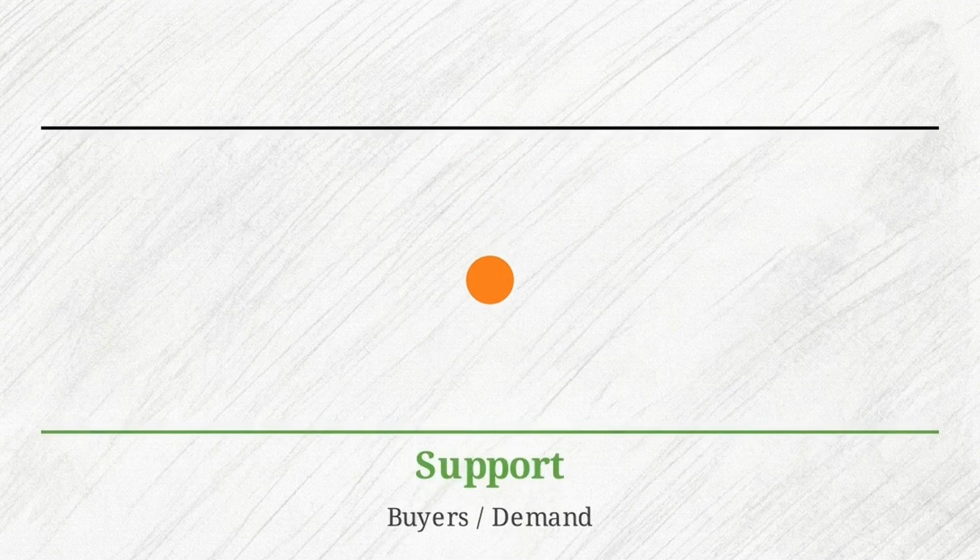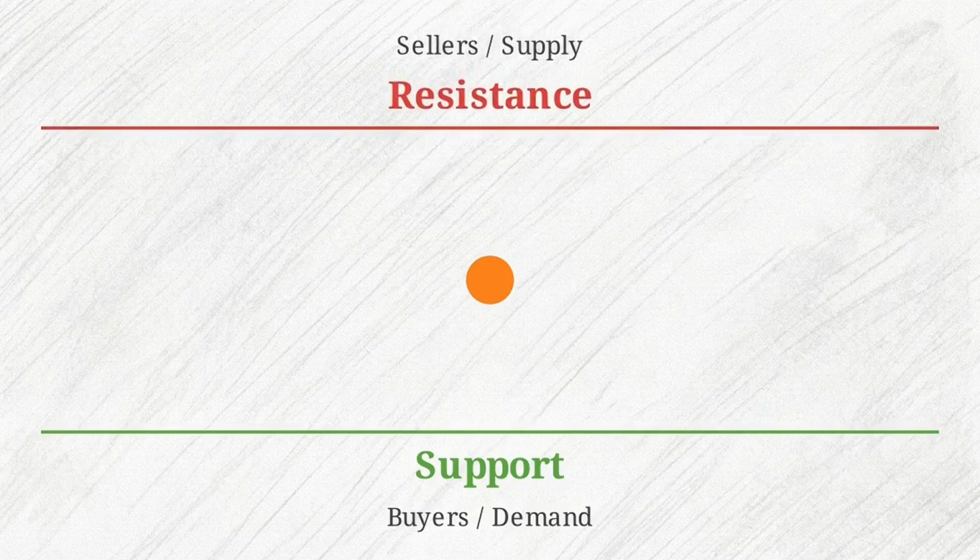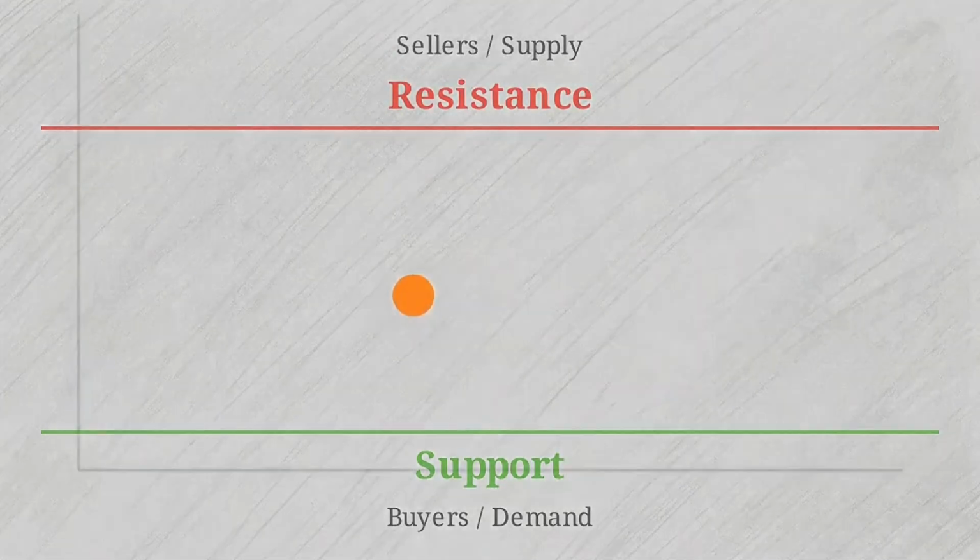Imagine a ball bouncing in a room. It hits the floor and bounces up, hits the ceiling, and gets knocked down. Prices follow this rhythm. The floor is support, where buyers create demand. The ceiling is resistance, where sellers push the price lower.